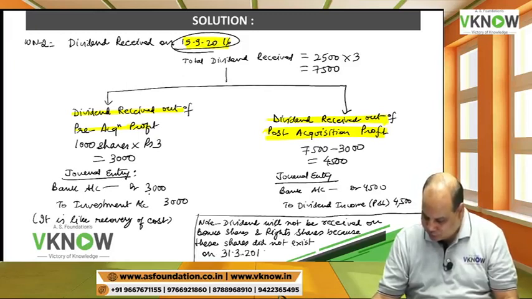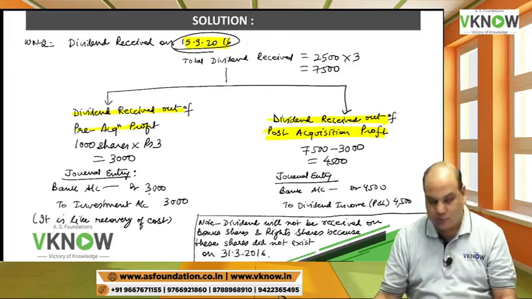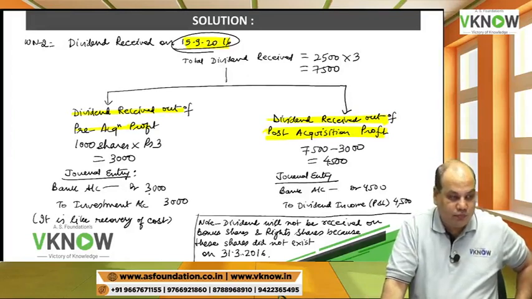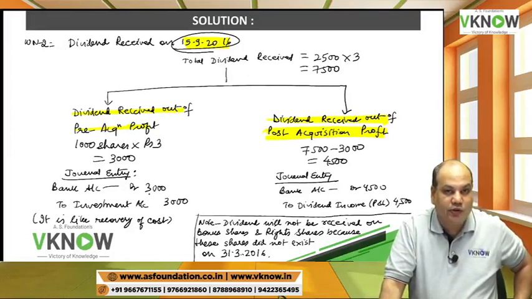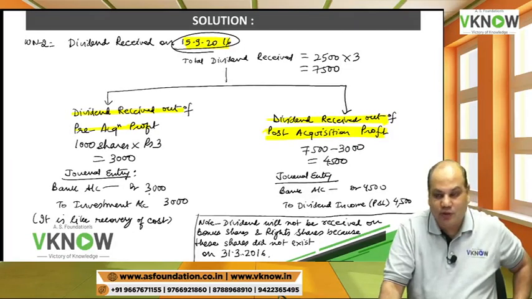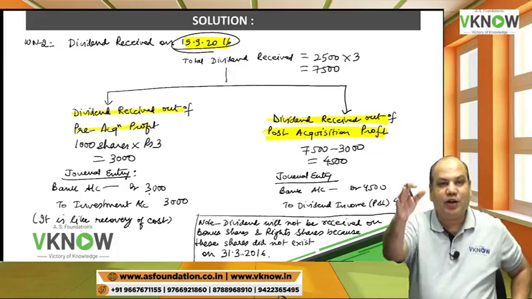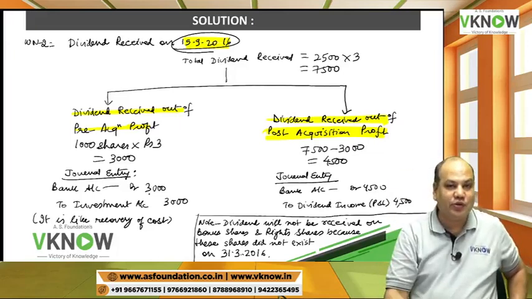31st March 2016. Once again, dividend will not be received on bonus share and right share because these shares did not exist on this planet Earth on 31st March 2016. Okay.